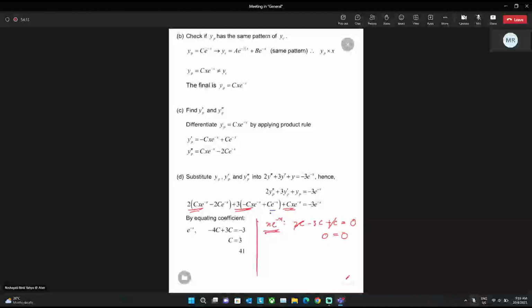Because in the end you will get both sides 0. Meaning that negative 3c plus 3c, so 0. That's why it is not valid. And then at the same time here exponential. So for exponential negative x, you have 2 times 2 negative 4c plus here 3c equal to negative 3. So c equal to 3.